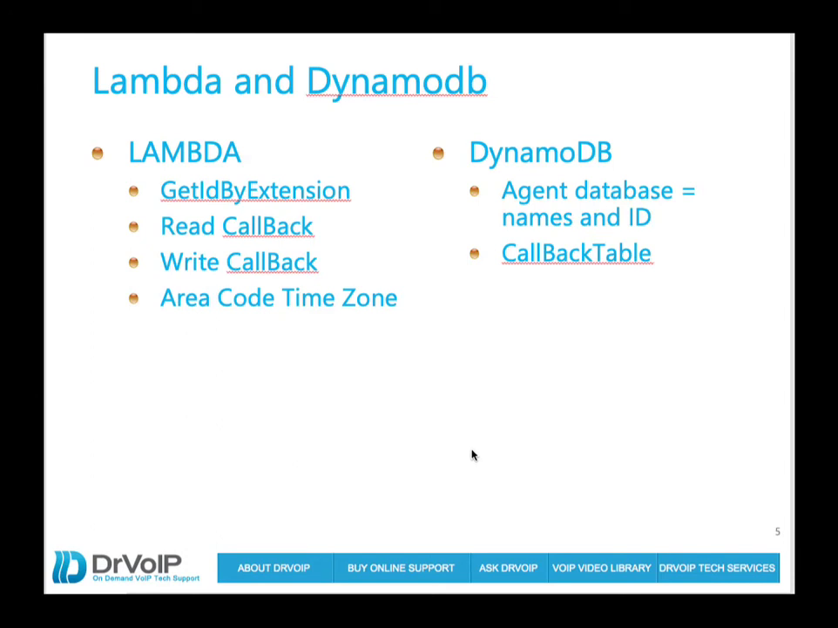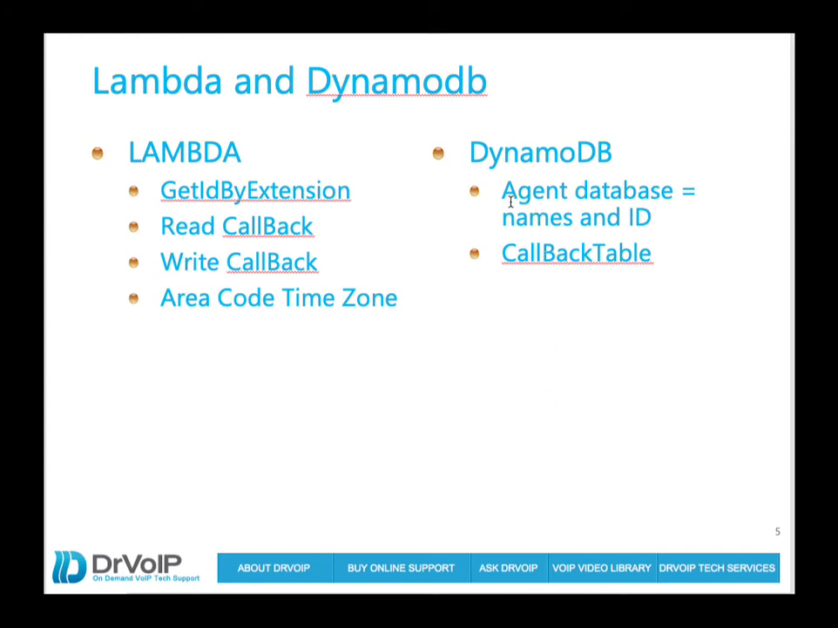We will be using DynamoDB tables and Lambda functions. There'll be a Lambda function that will go get the agent ID from a DynamoDB database based on their extension number. We also need some Lambda functions to read and write to that same DynamoDB table if we want to avoid multiple callbacks. We have an area code time zone lookup.